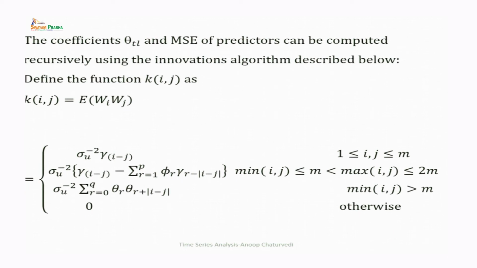We define the function kappa(i,j) as kappa(i,j) equal to the expectation of W_i W_j, which is given by sigma_u^{-2} gamma(i minus j) if i, j lie between 1 and m, and then this is equal to sigma_u^{-2} [gamma(i minus j) minus the summation over r equal to 1 to p of phi_r gamma(r minus |i minus j|)] when the minimum of i, j is less than or equal to m, less than the maximum of i, j, less than or equal to 2m, and then this is equal to sigma_u^{-2} times the summation over r equal to 0 to q of theta_r theta_{r+|i-j|} if the minimum of i, j is greater than m, and 0 otherwise.